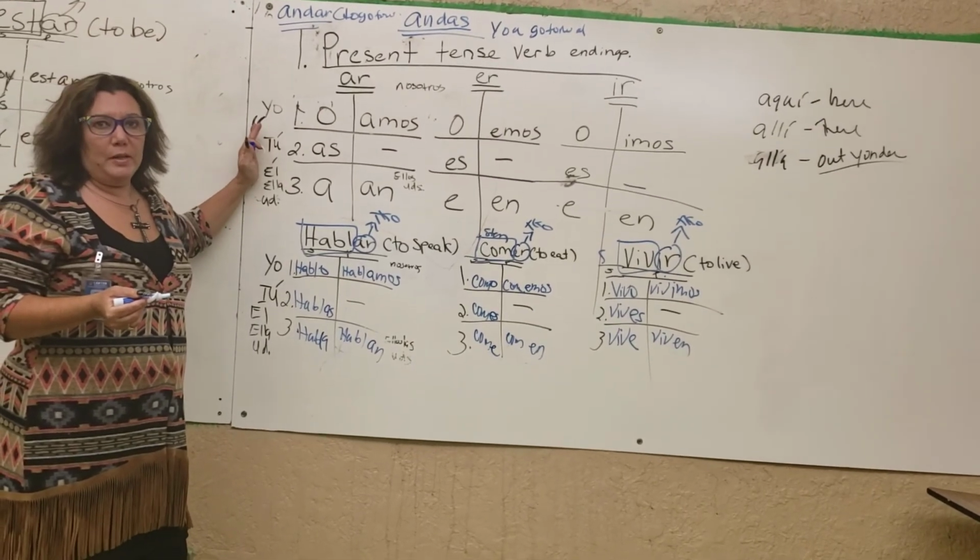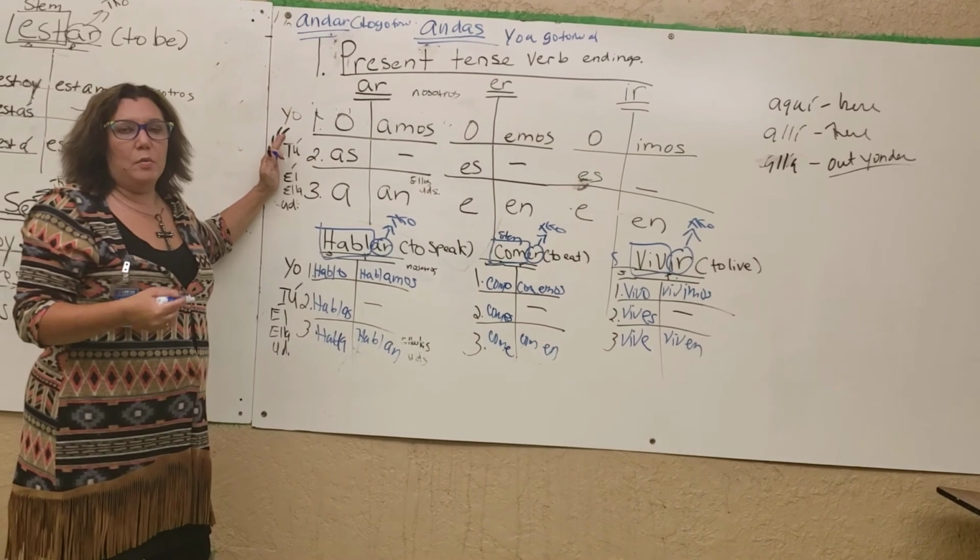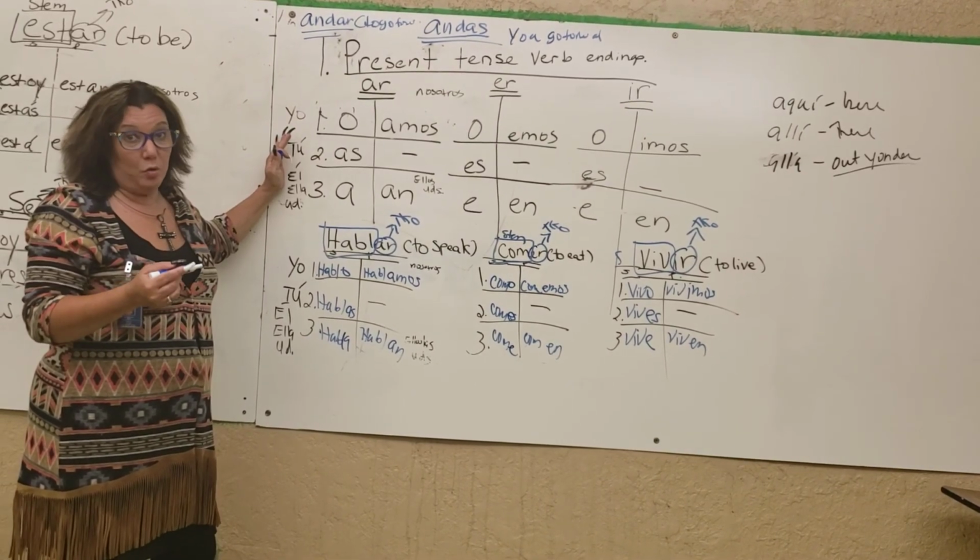Because if you know your verb endings and you can conjugate, then you can figure out who's doing the action and when they're doing it. You just have to figure out what action they're doing, okay?